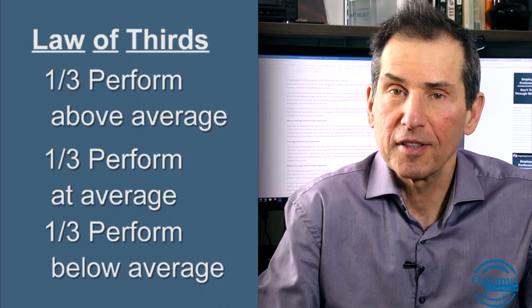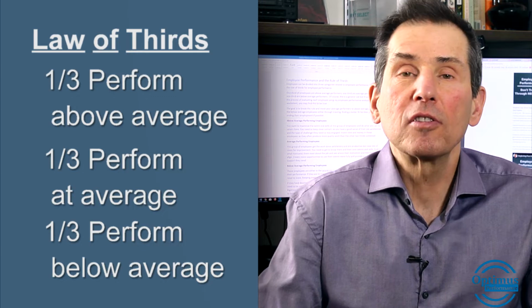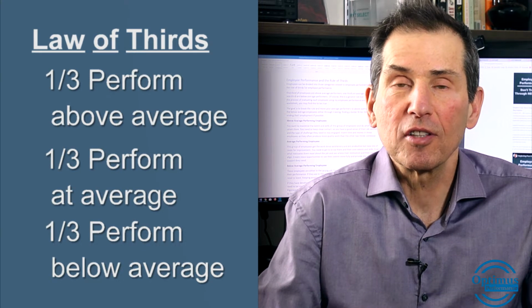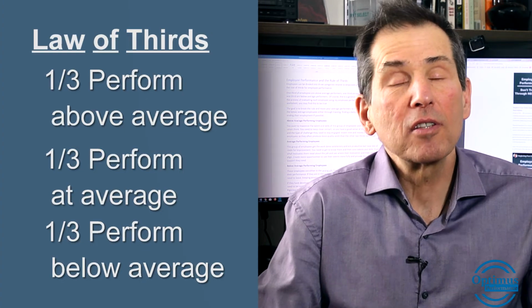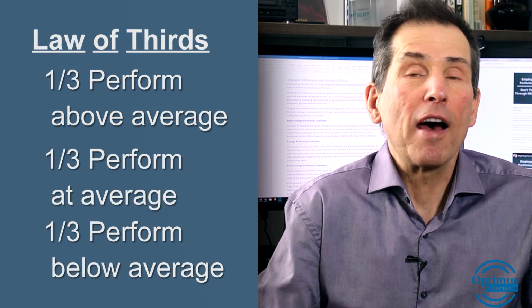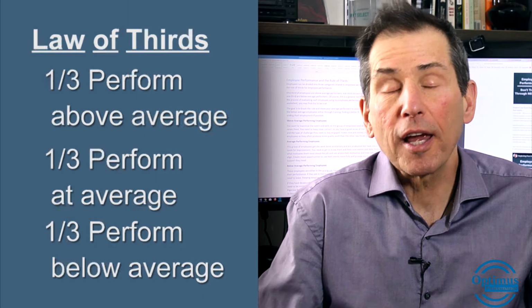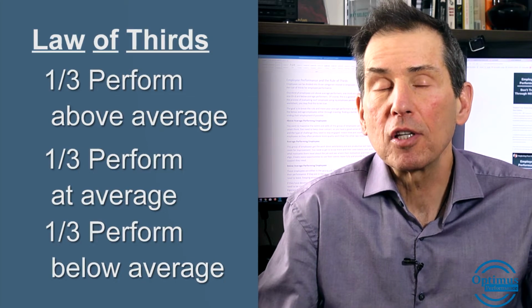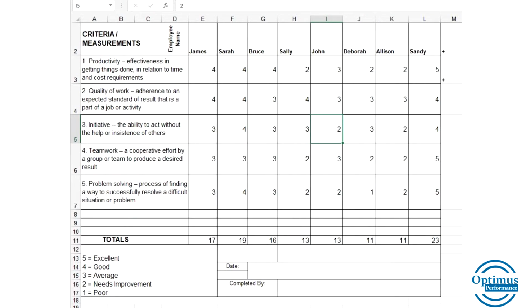The law of thirds is a concept, and it applies to a lot of businesses, a lot of organizations, but it's a rule to be broken because obviously you don't want to have below average employees and even average employees. You'd like everybody to be above average, but it's hard to really get that in every company. So I created a worksheet to help you look at your employees and see how they score.